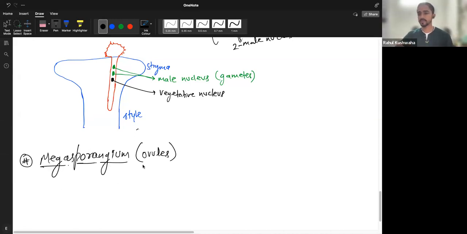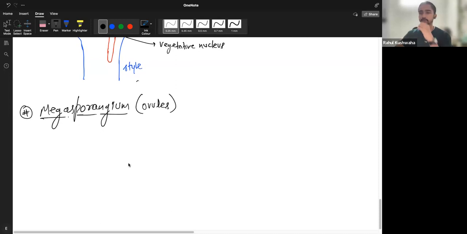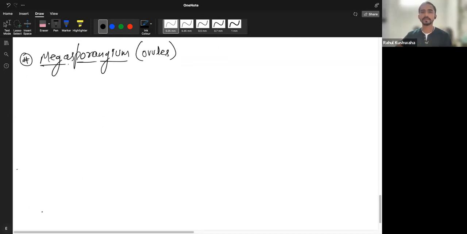Now about the megasporangium, what do we already know about it? Yeah, someone has a question in the chat. Oh no, seeds. Parker says seeds. Okay, so write down.